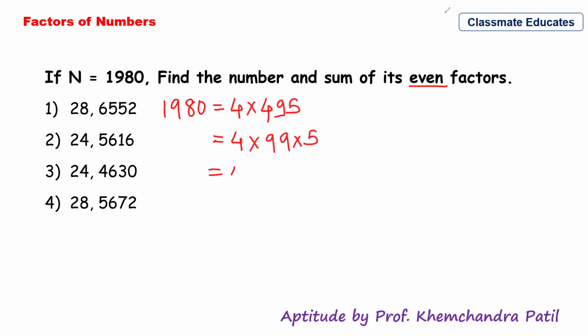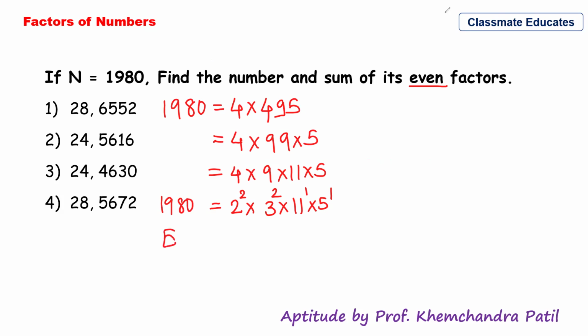Okay, so this is equal to 4 multiplied by 9 multiplied by 11 multiplied by 5. Let us write them in a prime factorization form: 2 raised to 2, 3 raised to 2, 11 raised to 1, and 5 raised to 1. So this is 1980.